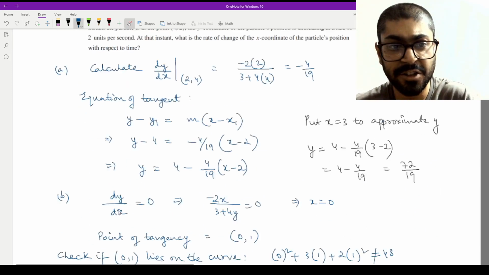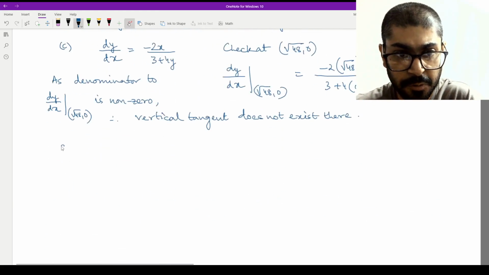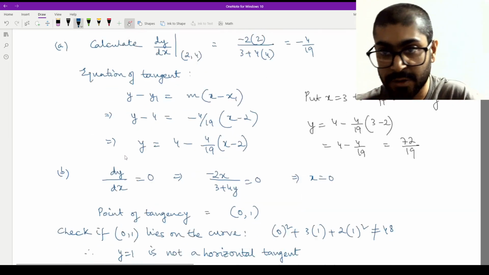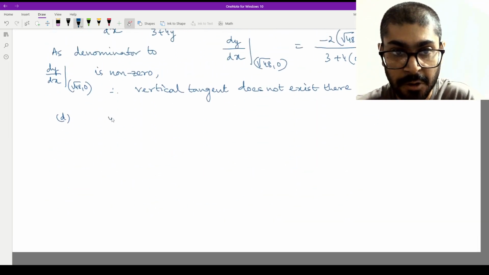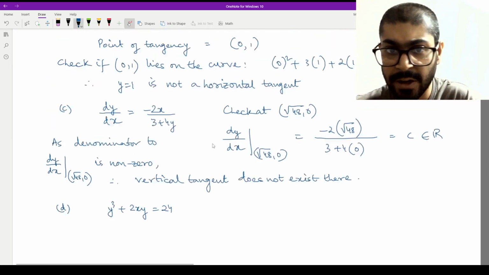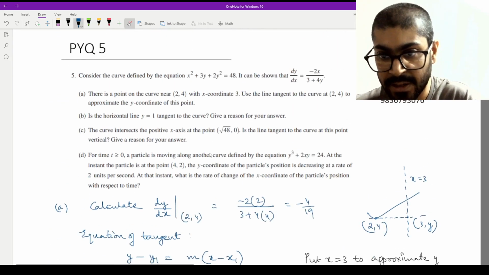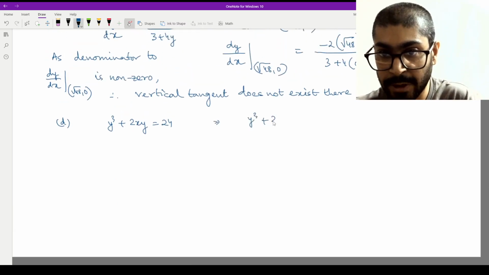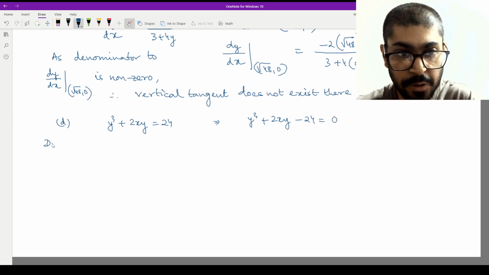Alright, so this is an exercise on implicit derivatives. So we have to first note down the curve. The curve says y cube plus 2xy equal to 24. Right? Have I copied it correctly? Yes, I have. Which means y cube plus 2xy minus 24 equals 0. Now we differentiate it with respect to t.